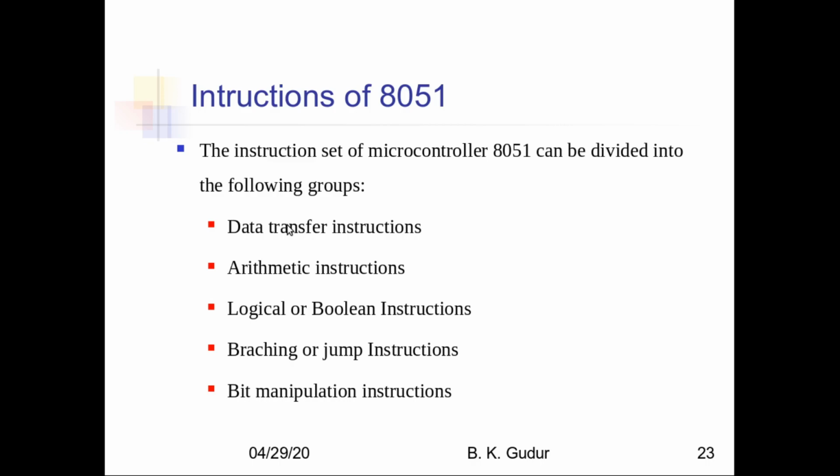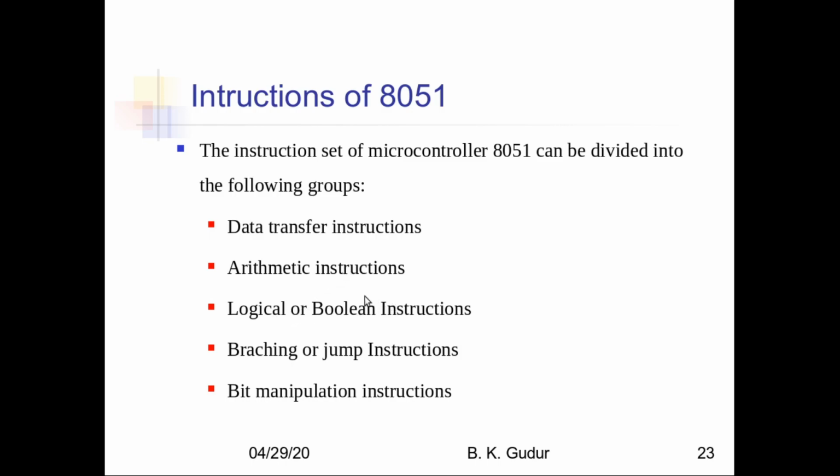Either between register to register, or between register to memory locations, or memory location to memory location, anything. To transfer the data between, say, memory locations or registers, this type of instructions are used. All those instructions which are used to transfer the data can be called data transfer instructions. And some instructions which are used for arithmetic operations like subtraction, addition, multiplication, division are called arithmetic instructions.